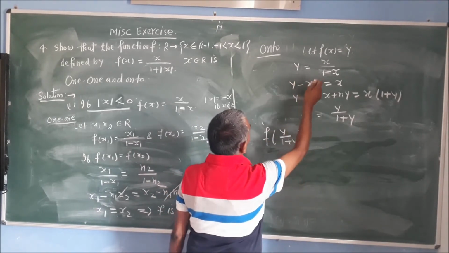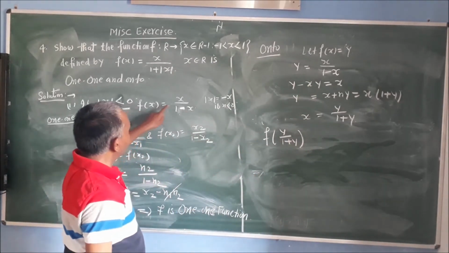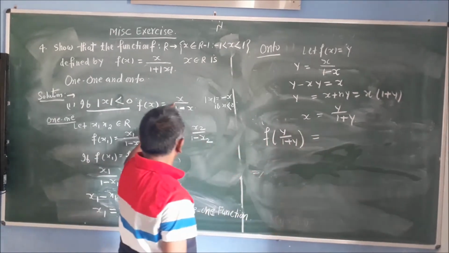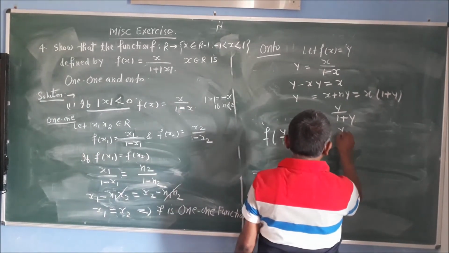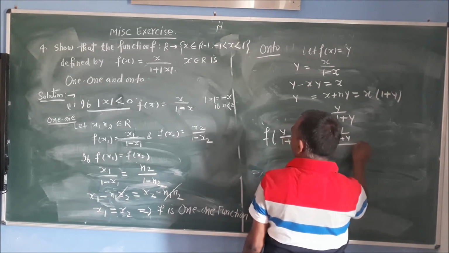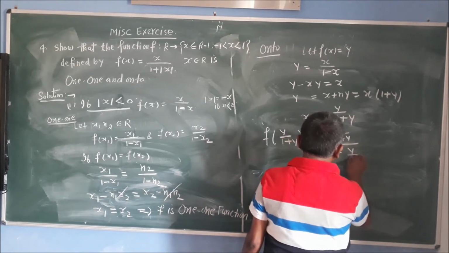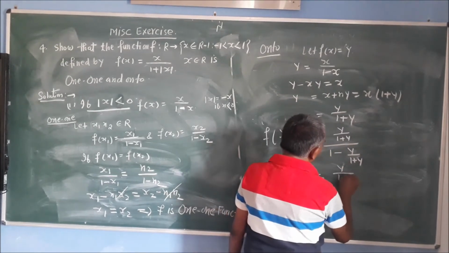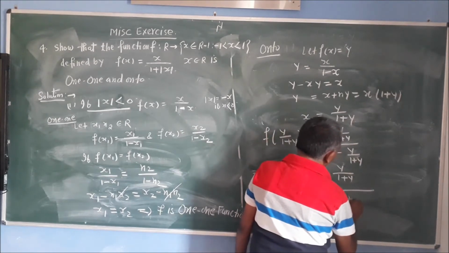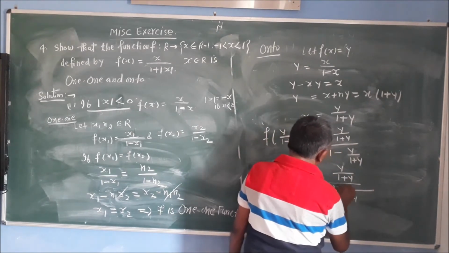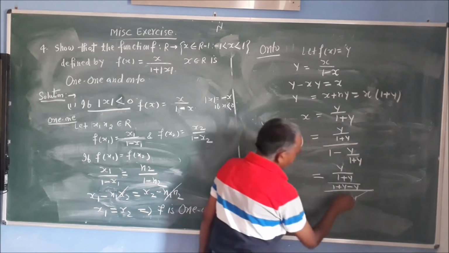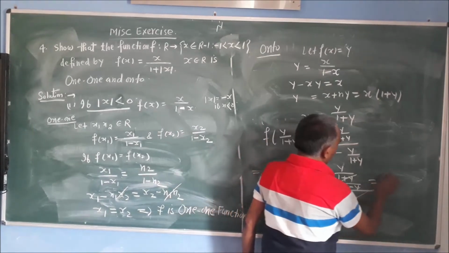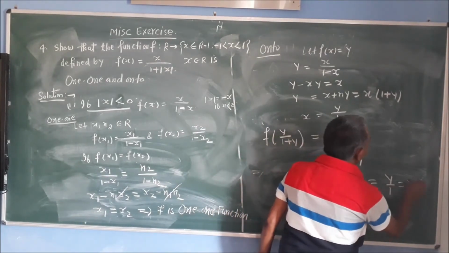In our function, we put the value y upon 1 plus y in place of x. So this will be equal to x upon 1 minus x. So this can be written as y upon 1 plus y whole divided by 1 minus y upon 1 plus y. So this is equal to y upon 1 plus y, and take LCM: 1 plus y, and here will be 1 plus y minus y. 1 plus y cancels here, and y cancels here. So you will get y upon 1, which is equal to y.